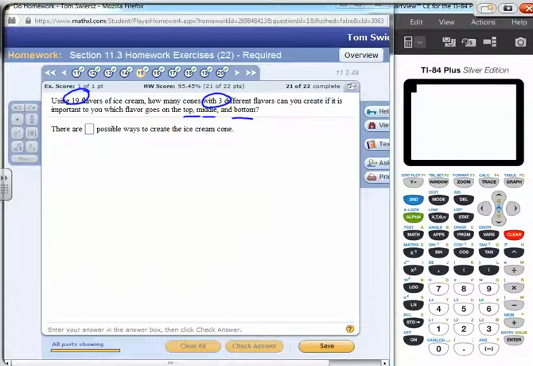Well, top, middle, bottom is telling us that you want a certain order. So like if you had chocolate, vanilla, strawberry, if you did vanilla, chocolate, strawberry, that would be a different order. And that matters. So order matters. So then it is a permutation because order matters. Permutation, we've got 19 flavors and we're selecting 3 different ones.